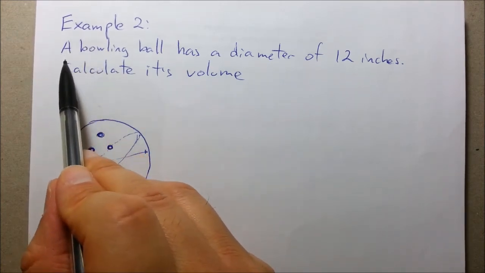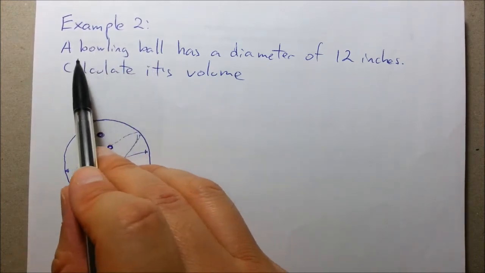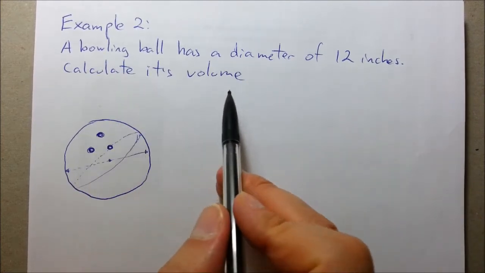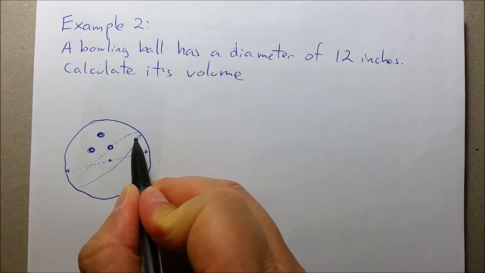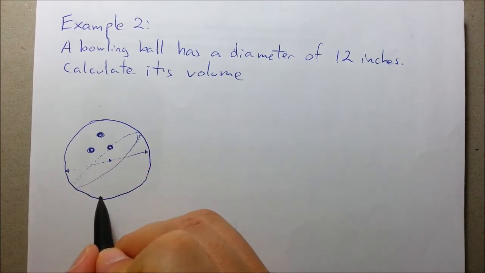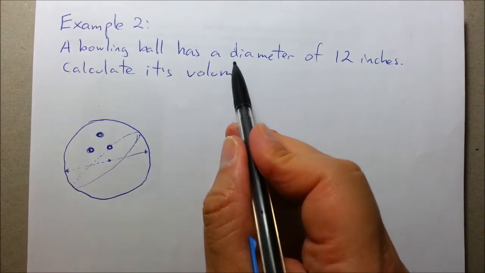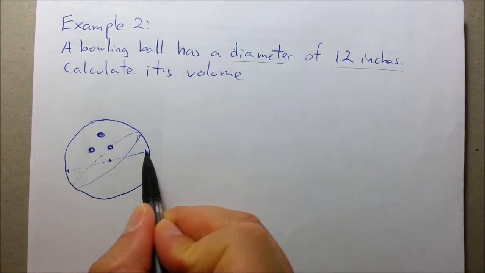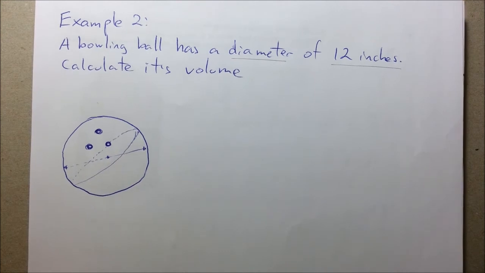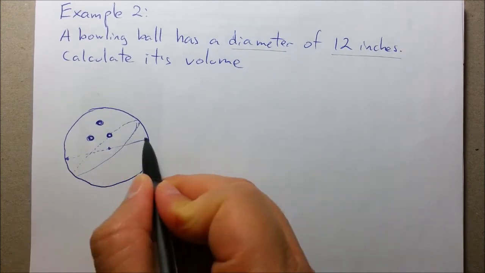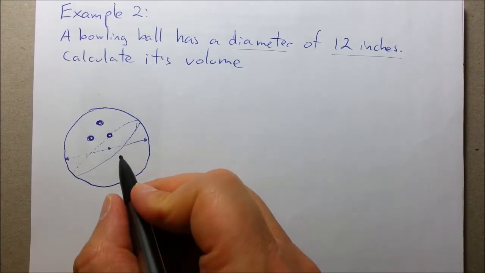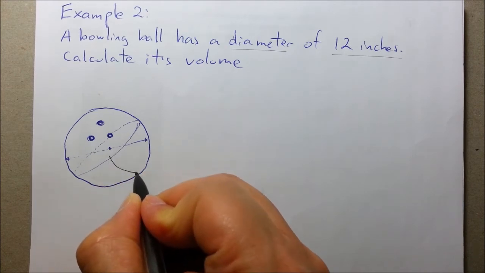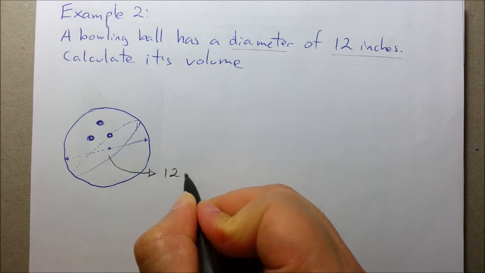Example 2 says a bowling ball has a diameter of 12 inches. Calculate its volume. So we have this bowling ball, and it says that it has a diameter of 12 inches. So that means that from here to here, by the way, that's my best rendition of a bowling ball, from here to here, it's 12 inches. So actually, let's label that. That's 12 inches.